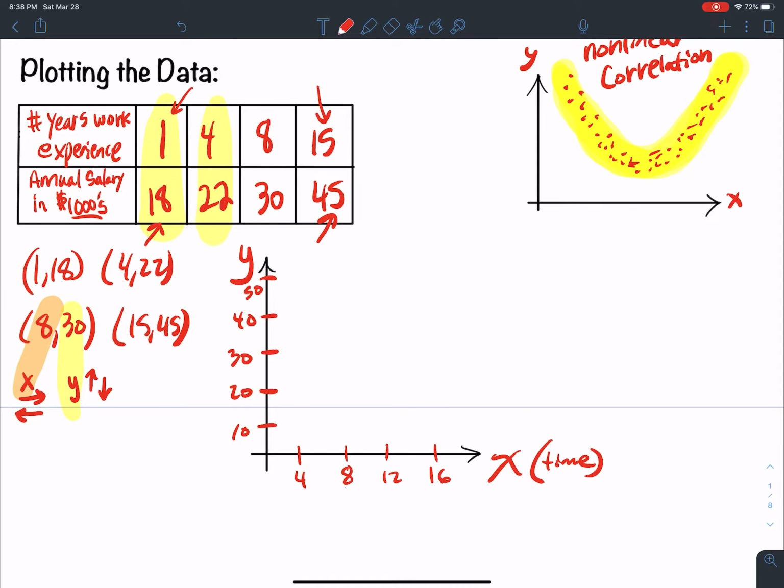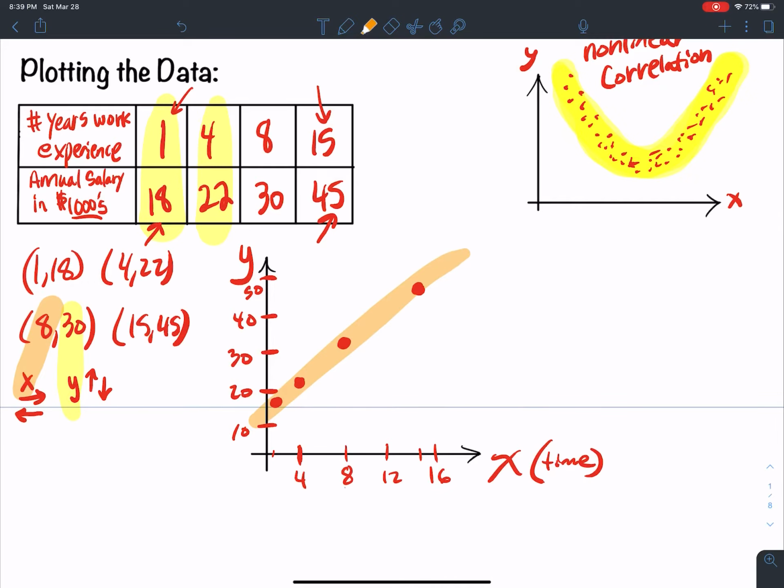So my first point is 1, 18. So 1, 18 is like right there. 4, 22 is like right here. 8, 30 is like right around there. 15, 45 somewhere in here. So what does it look like on the long haul?